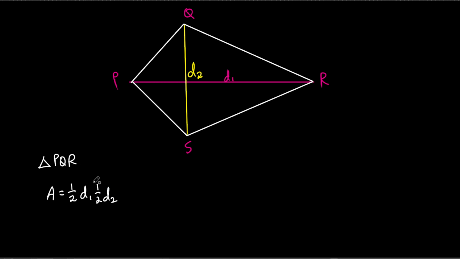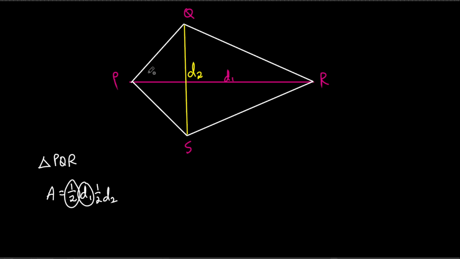Why is it half D1? Because it's the area of a triangle. This half is because the area of a triangle is 1/2 the base times the height. So it's 1/2 the base. This right here is the full base, so we're finding that whole thing right there. That's the base. That's how you find the area of a triangle: 1/2 the base times the height. No, it's a good question.